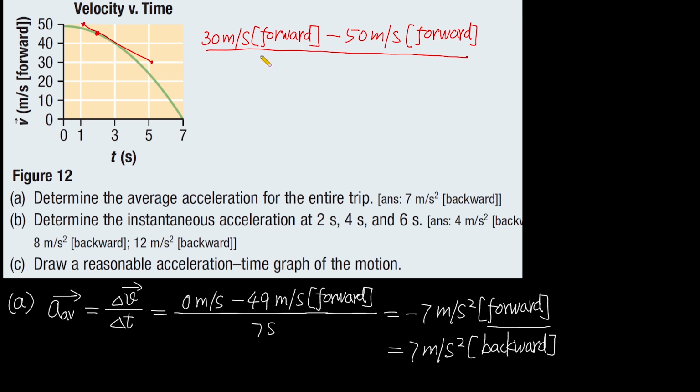The time interval is from 5 seconds minus 1 second. Then this equals negative 5 meters per second squared forward. And equals positive 5 meters per second squared backward. So this is for at 2 seconds.